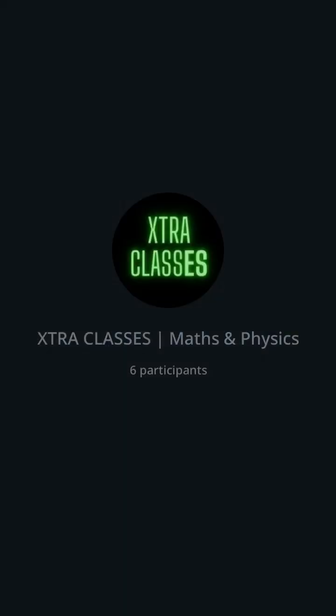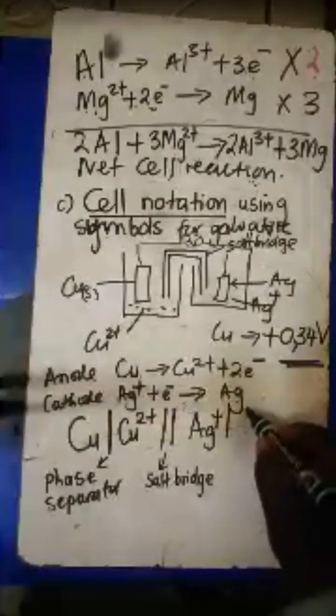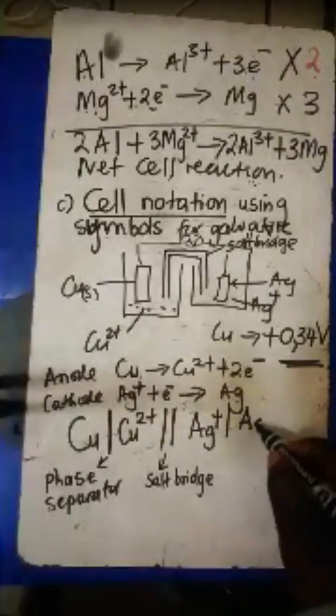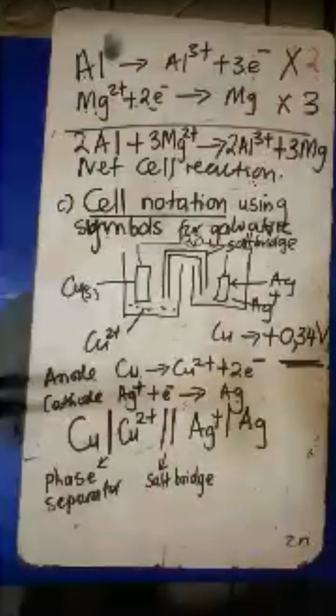Then when you see 2 lines like this, that is a salt bridge. This one is called a salt bridge. Then I come to the cathode last. Ag+. This is what I see here, cathode last. One line means phase separator. Then we've got Ag.